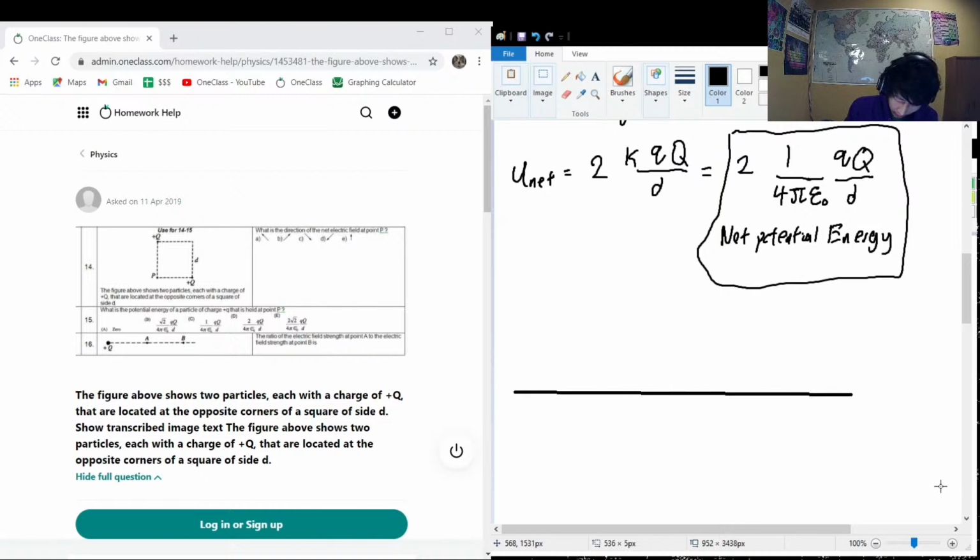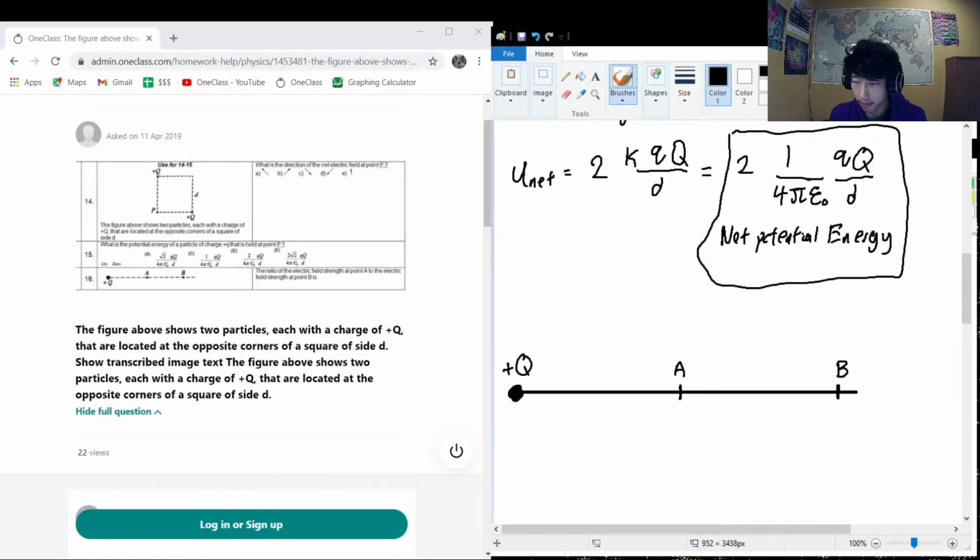So let's call this our line of action. Right over on the left side here, we got the charge positive Q. Okay, and somewhere along here we have point A, and somewhere along here we have point B. Okay, so the ratio of the electric field strength at point A and point B, well, we have to find the electric field strength of them individually.